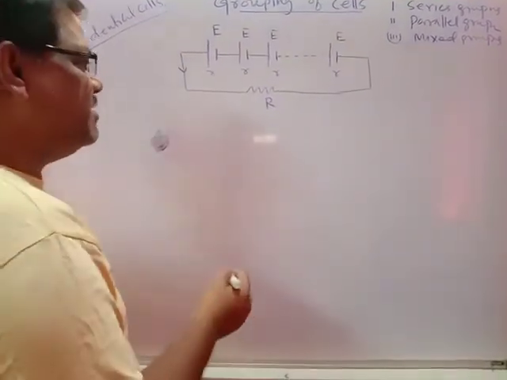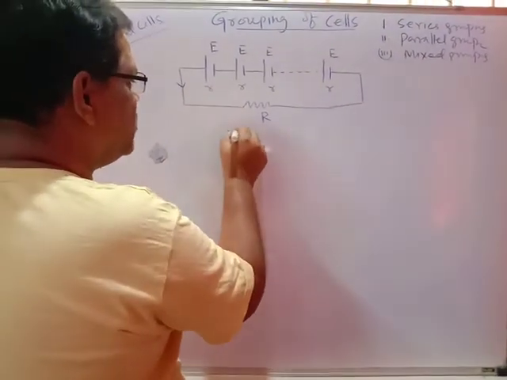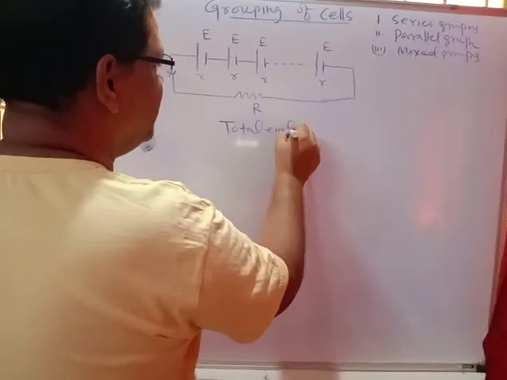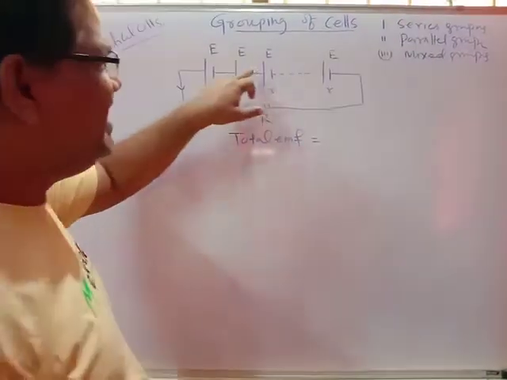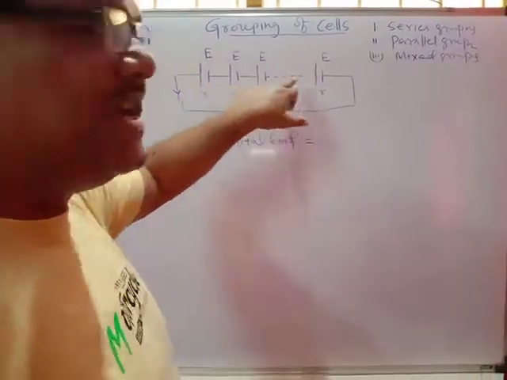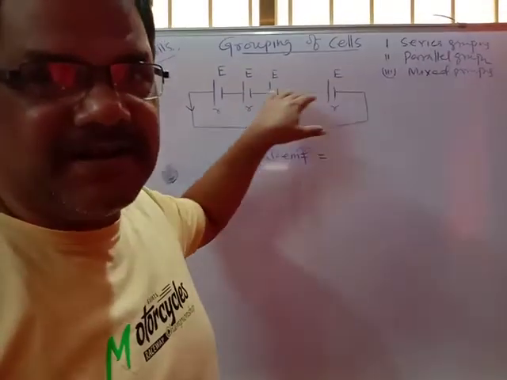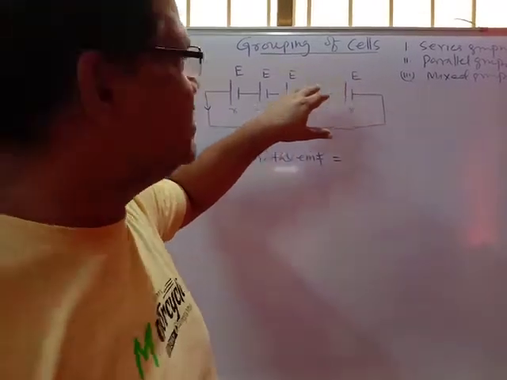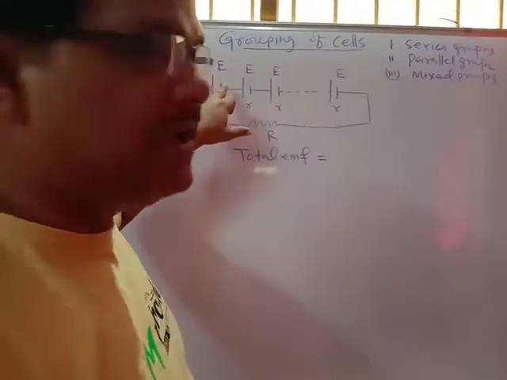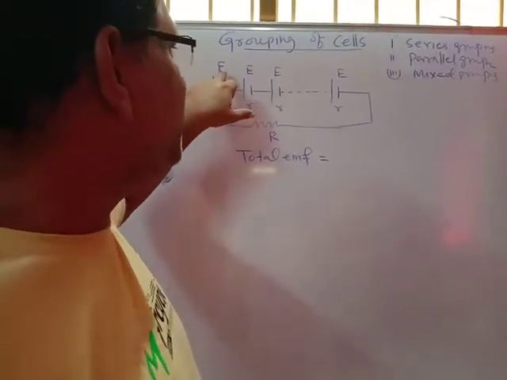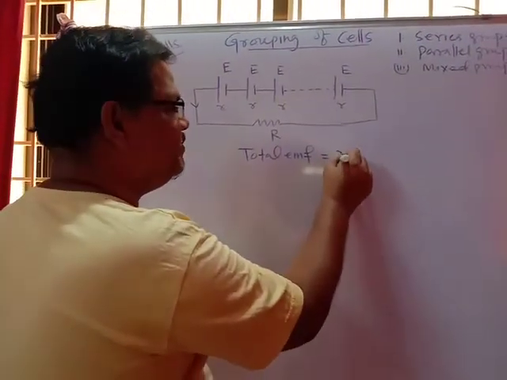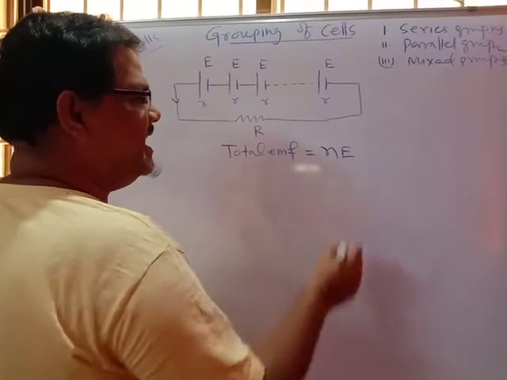First of all, you have to find out the EMF. So what will be the total EMF? In series, the potential difference across each of the cells will be different. So the total EMF will be E plus E plus E plus E, like that, NE. The total EMF is NE.